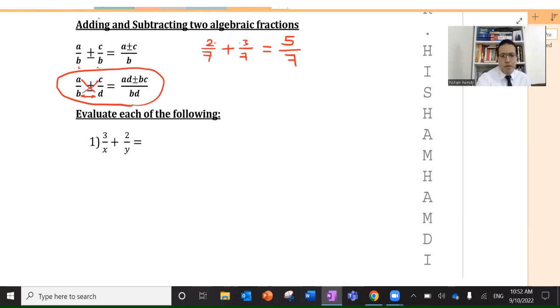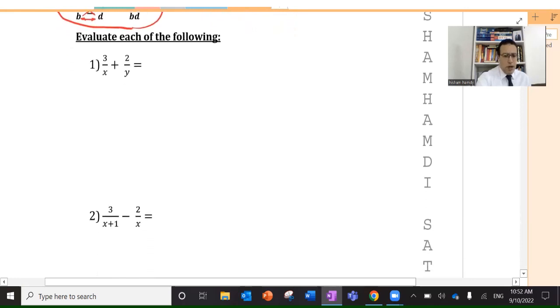Let me give you an example for this. Number 1, 3 over x plus 2 over y. So I'm going to multiply x and y.